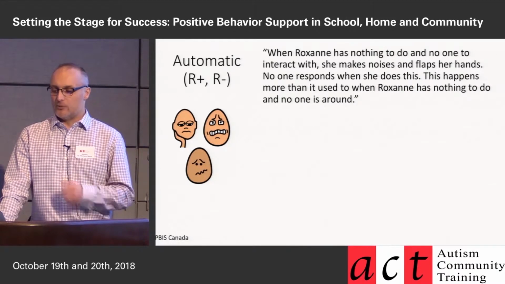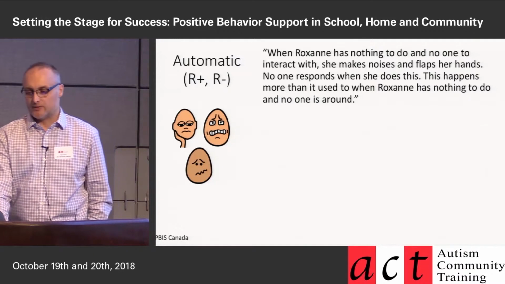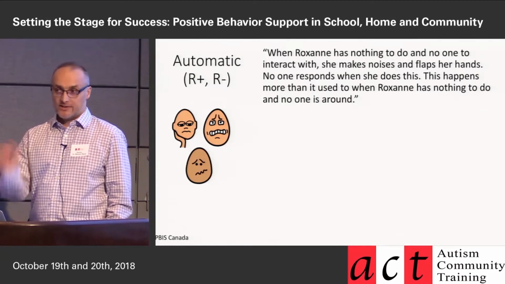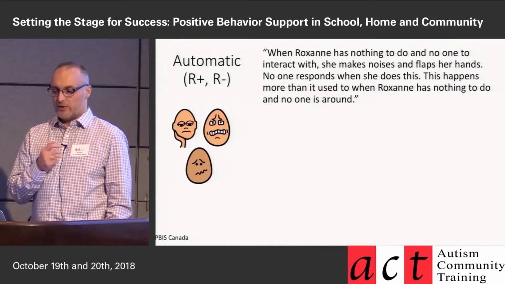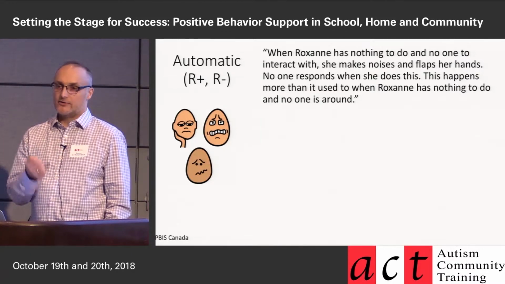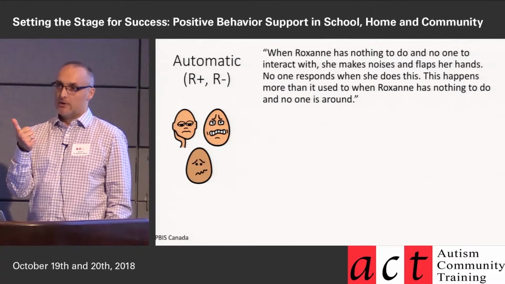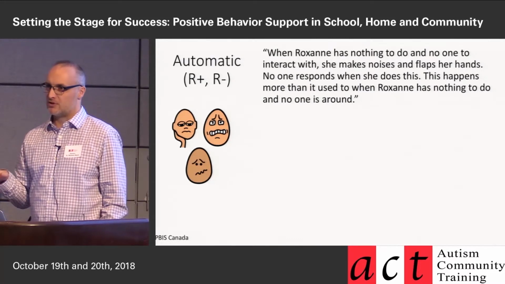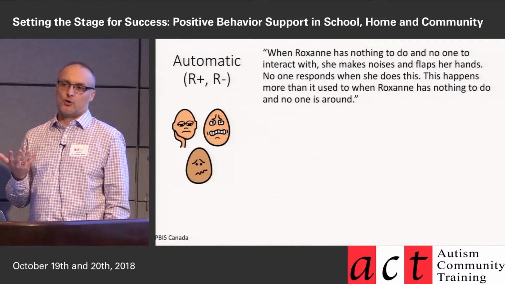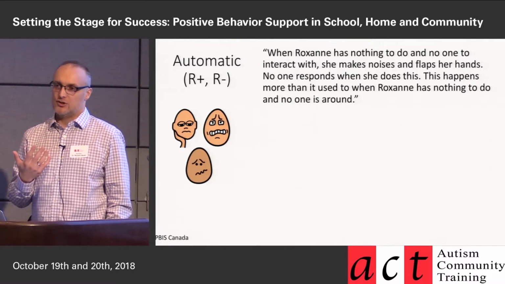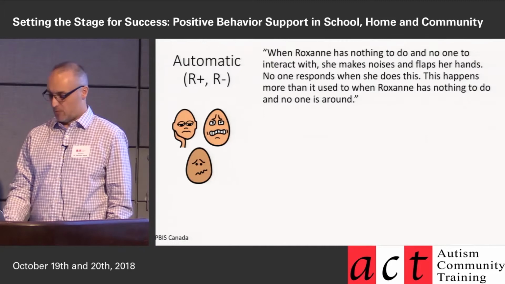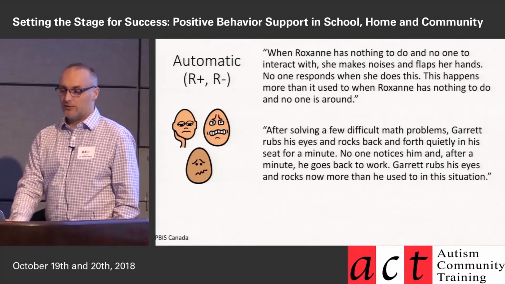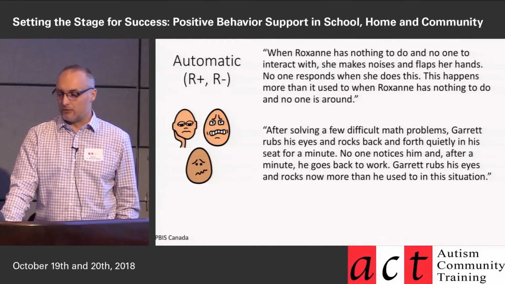And then for automatic, when Roxanne has nothing to do and no one to interact with, she makes noises and flaps her hands. No one responds when she does this, no attention. This happens more than it used to when she has nothing to do and no one around. So there's no demands to escape from. There's no attention to get. There's no tangible to get. Right? There's poverty of reinforcement, in other words. And she creates her own enjoyment, her own pleasure in her nervous system by engaging in these behaviors maintained by automatic positive reinforcement.